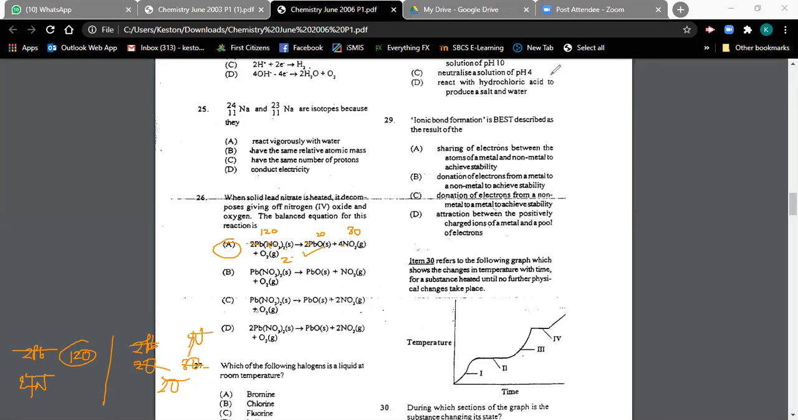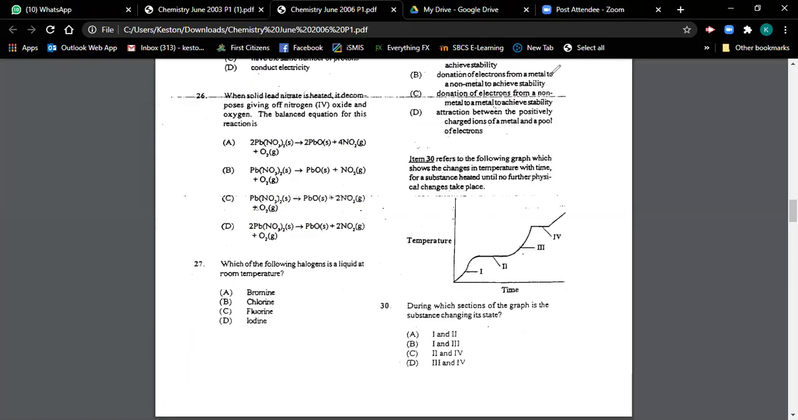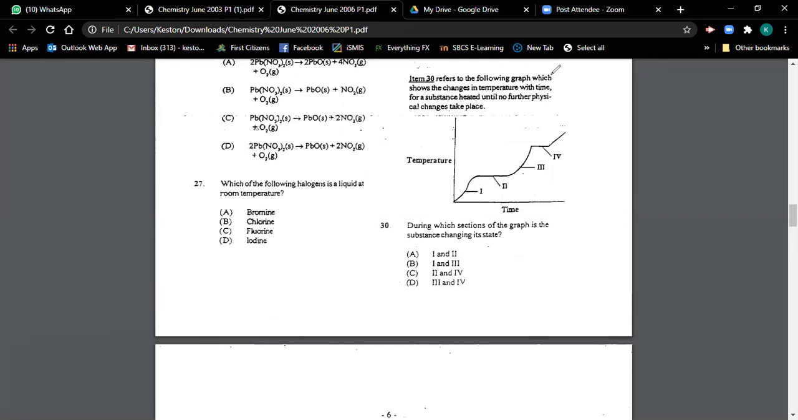27. Which of the following halogens is a liquid at room temperature? This is another repeat. I gave you all the answer for this before. Liquid at room temperature. Tell me. Which one is a liquid? Yep, that's correct. Bromine. Bromine is a liquid at room temperature. Just to tell you, chlorine is a gas that they were using at Wasser.